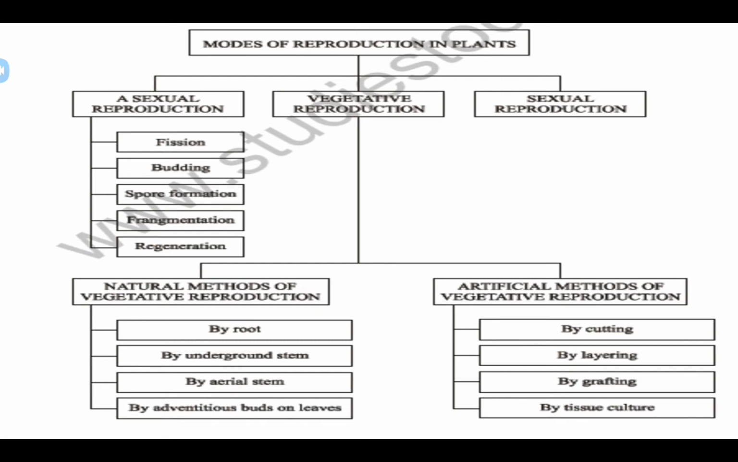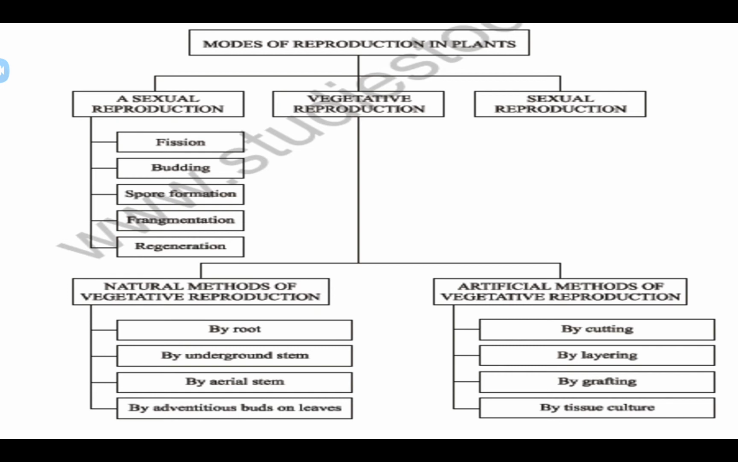What is the classification of reproduction in plants? Majorly the reproduction is of two types: asexual reproduction and sexual reproduction. Then when we take a few microorganisms and some other multicellular organisms, they can produce new offspring through fission, budding, spore formation, fragmentation, regeneration. But what is the method of asexual reproduction in a plant? Vegetative propagation. How many types of vegetative propagation do we have? Natural method of vegetative propagation, and one more is artificial method.